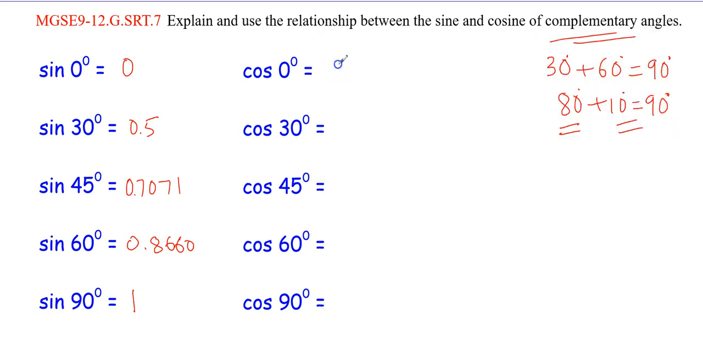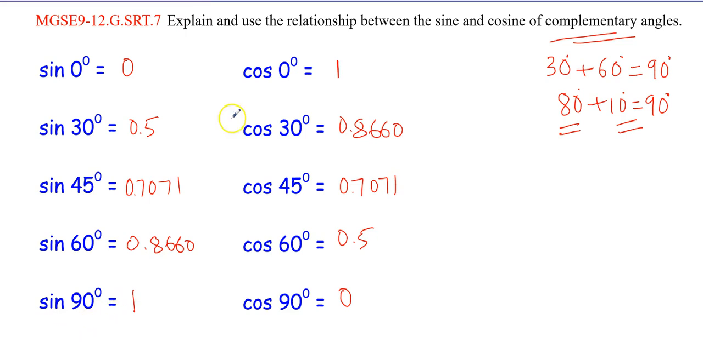Okay, let me write them down. Cosine 0, you had 1. Cosine 30 degrees was 0.8660. Cosine 45 degrees is 0.7071. Cosine 60 degrees is 0.5 and cosine 90 is equal to 0.